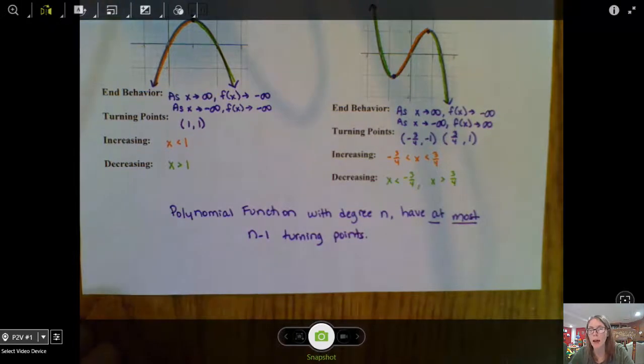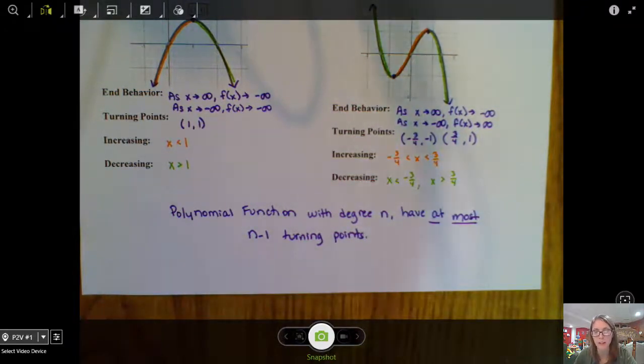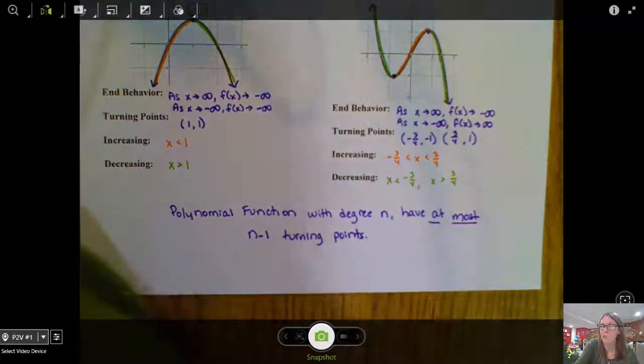So if you had a polynomial function with degree 6, for example, you could have 5 turning points. You could have 3 turning points. You could only have 1 turning point. All of those possibilities exist, but it's at most n minus 1 turning points. That was the big thing that we wanted to see out of this first pretty long video.